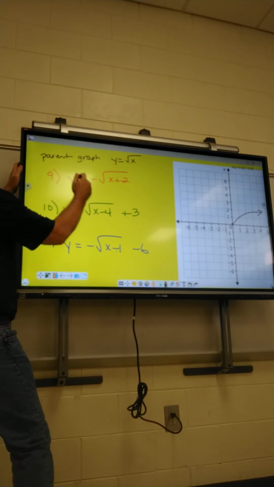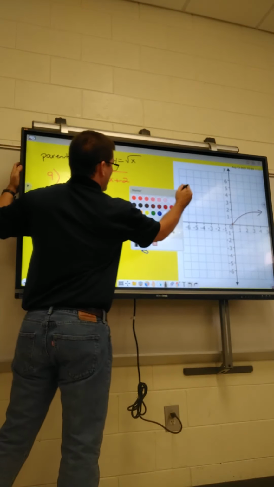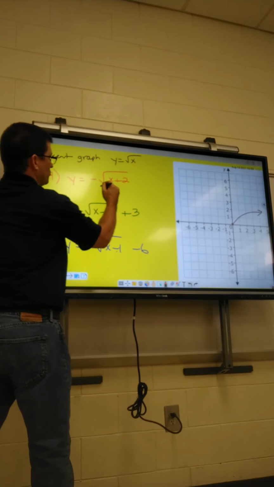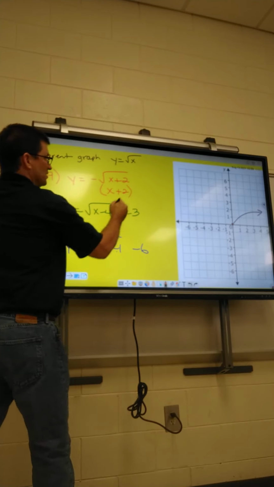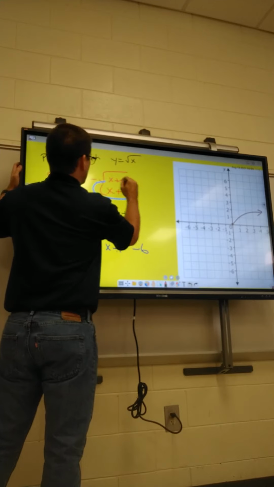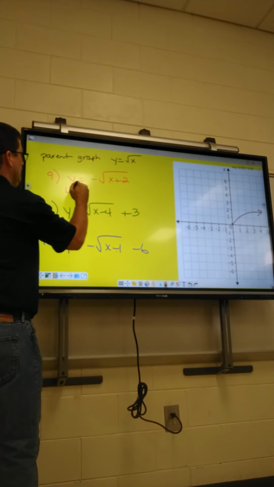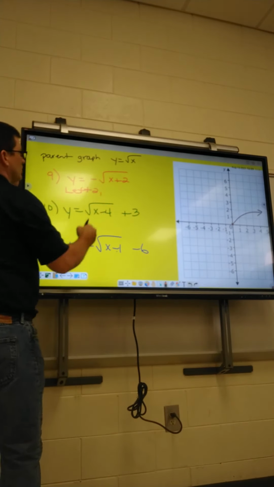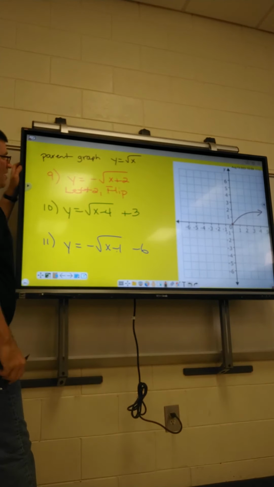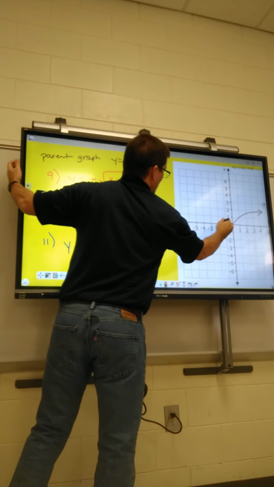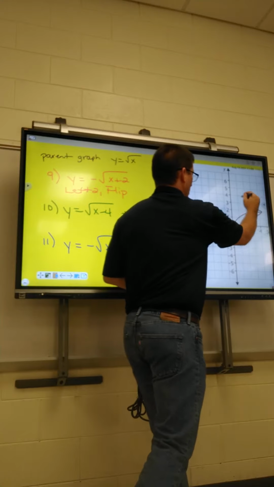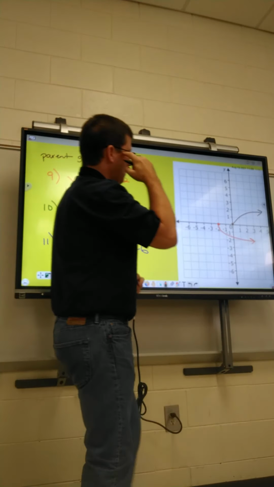All right, so start on number 9. I don't have anything in the back, so I don't have to worry about the up or down. Guys, having a number inside the square root is just like having a number in the parentheses. So that's going to be left 2. And we got to flip it. So now we graph, and I go left 2. Now when you flip it on the x-axis, instead of going up like that, it goes down like this.